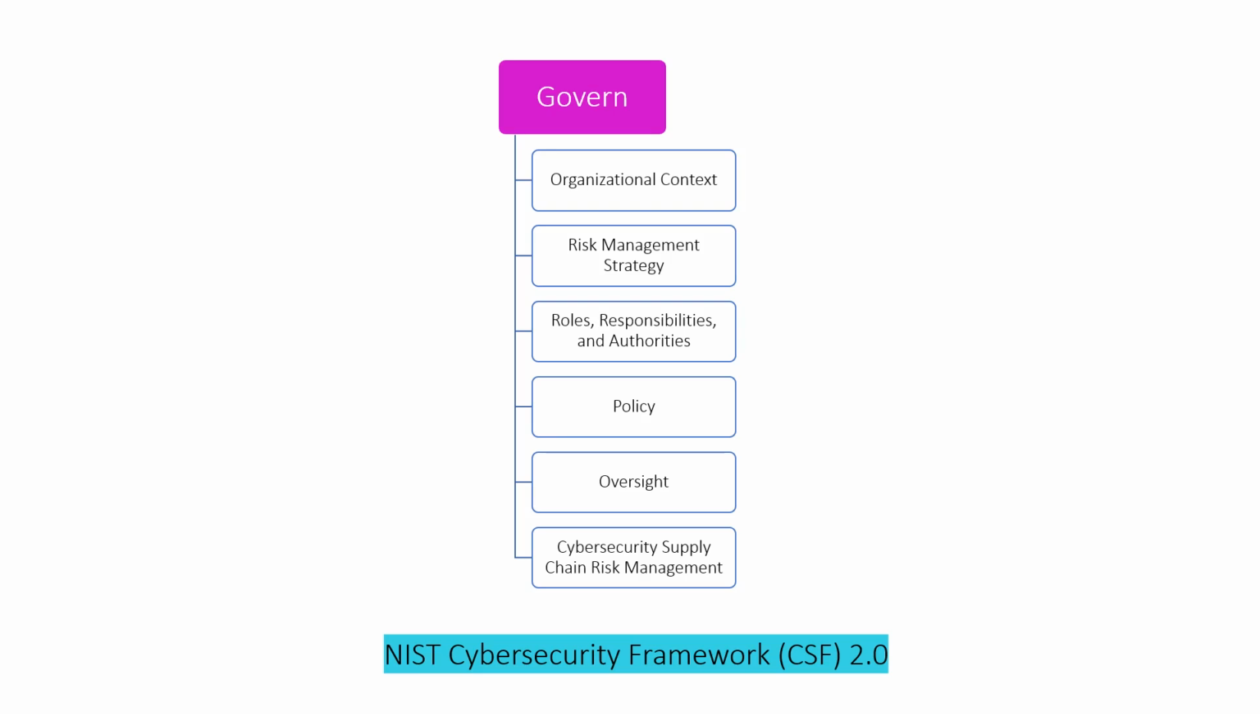In this lecture, we will discuss risk management strategy, which is the second function of Govern. Let us now discuss the second category, that is risk management strategy. It has a total of 7 subcategories.